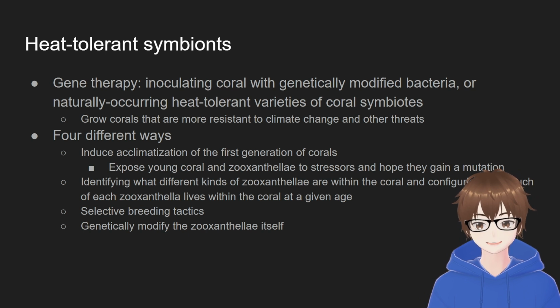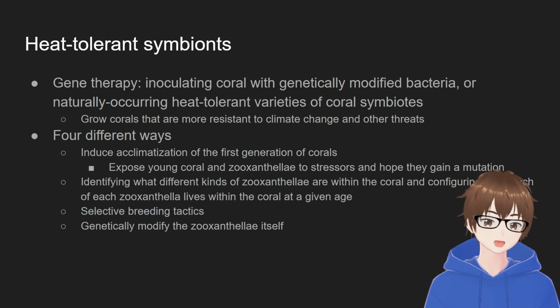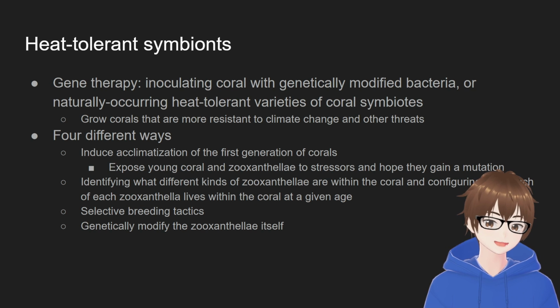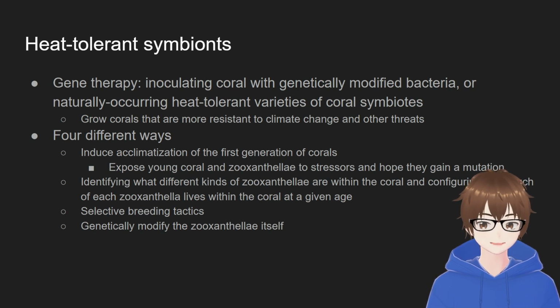Another route is they identify what type of algae are within the coral, and then they configure how much of each lives within the coral at a given age, which can make it so that they can produce more energy and survive in more heat-tolerant areas. They can selectively breed the algae and corals to make them more heat-tolerant.